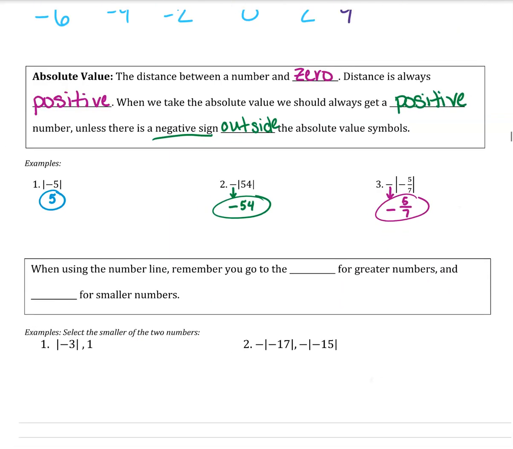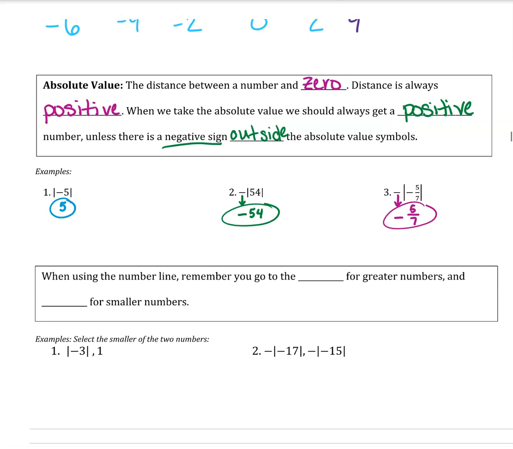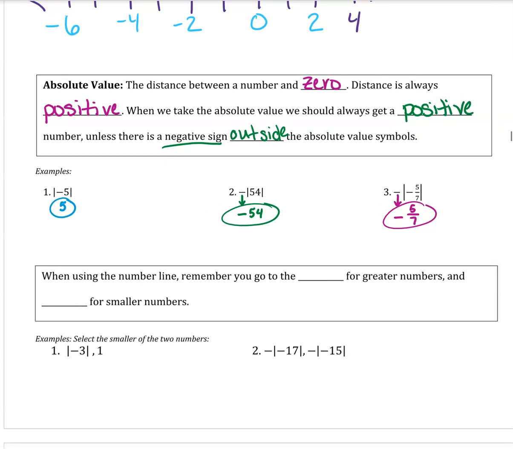All right, just a reminder, if you're using the number line, remember that the big numbers are on the right, so go to the right for the big numbers and to the left for small numbers, right? Less is left. All the small ones are to the left.